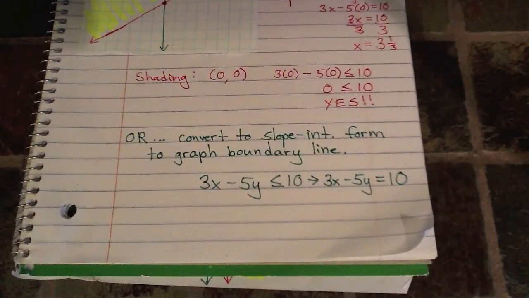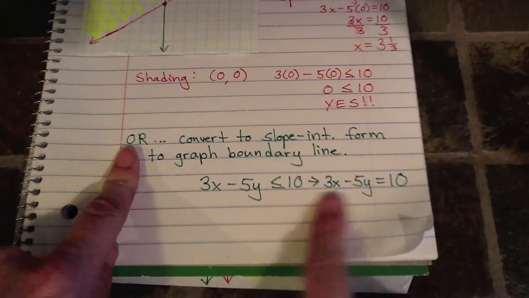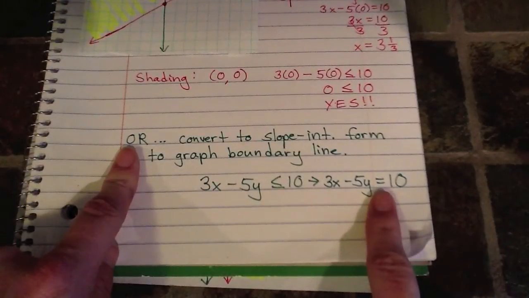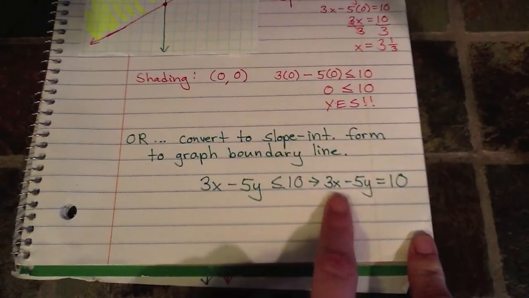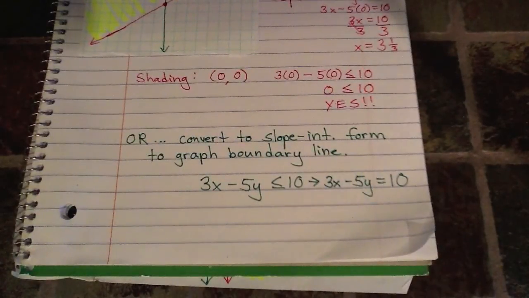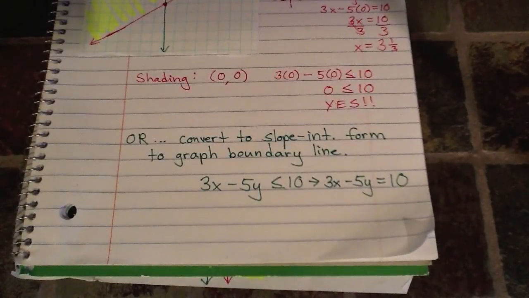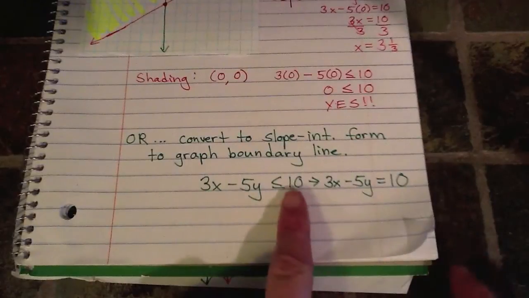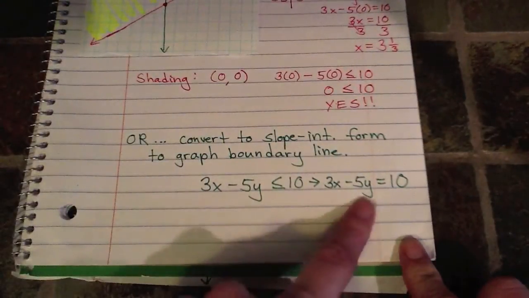The other option that you have here is to convert this original inequality to your boundary line where you make it equals, but then you graph it in slope-intercept form. And I'm just going to walk you through that really quickly to make sure you remember it. You don't have to write this part in your notes unless you need practice at this. But again, intercepts is so easy, you really have no reason to do this.